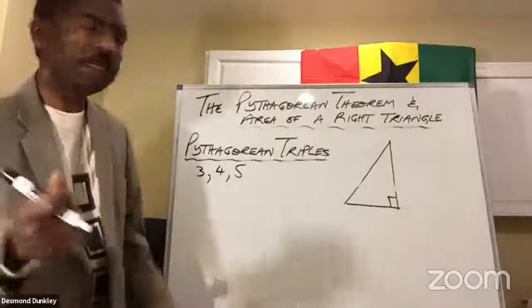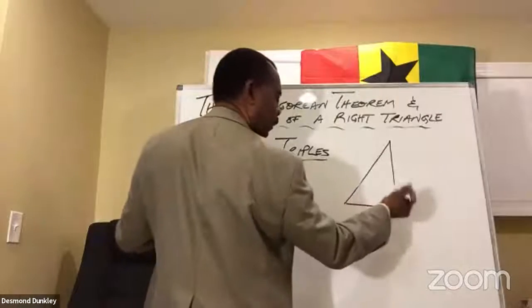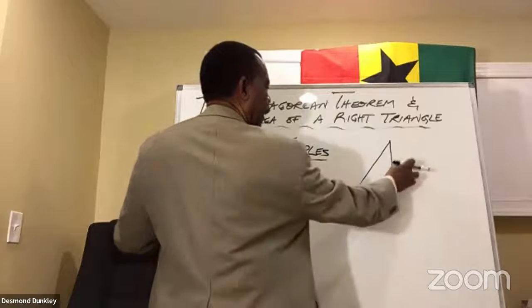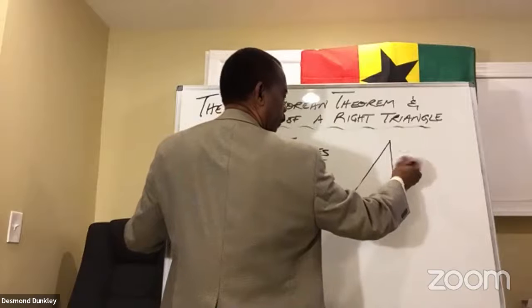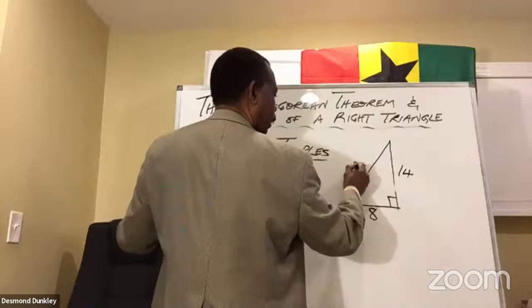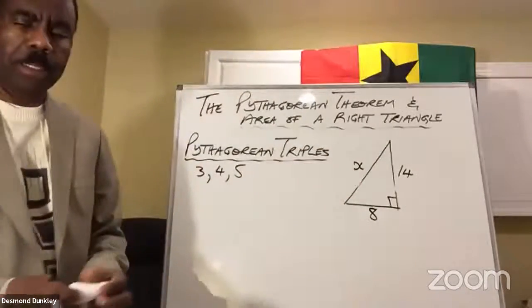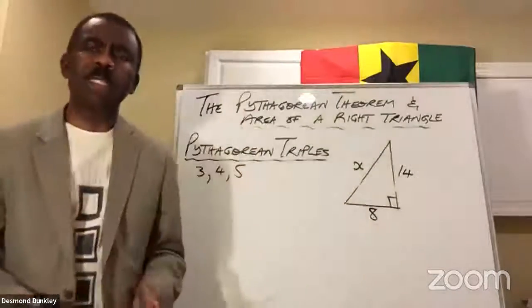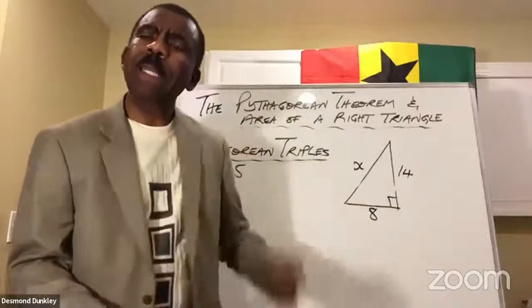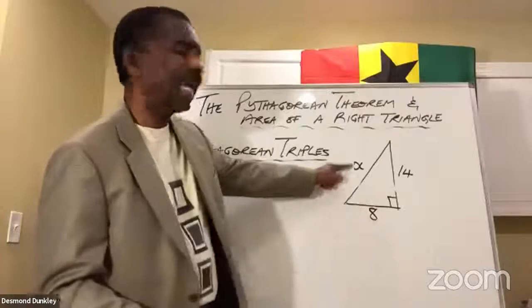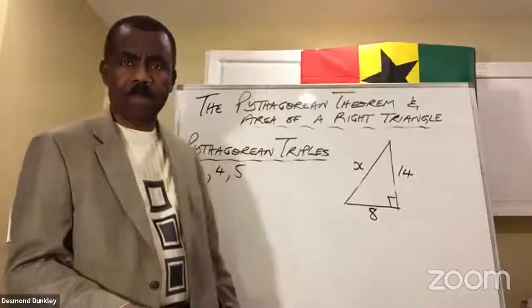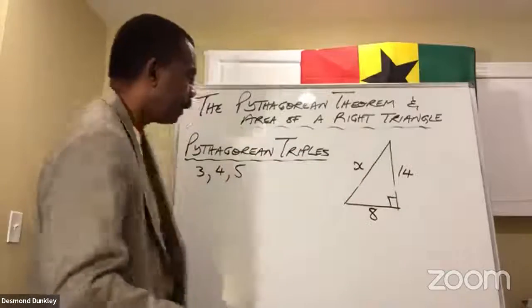Now, suppose this was, let's get a random number, 8. And then if this is 8, let's use this as 14. What is x? I am deliberately doing this so you can realize that in order for it to be a right triangle, it does not have to be an integer or a whole number. It could be a decimal. Okay, and that's okay. Let's go.